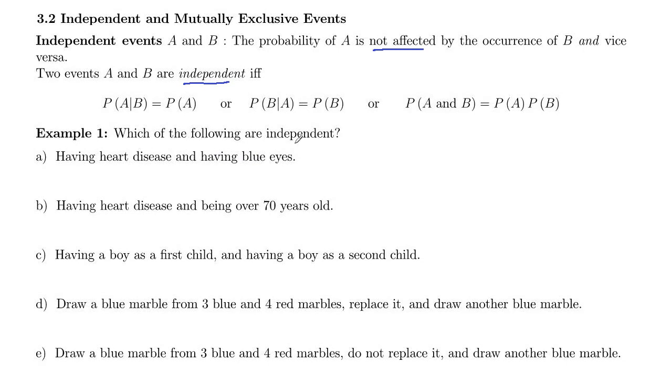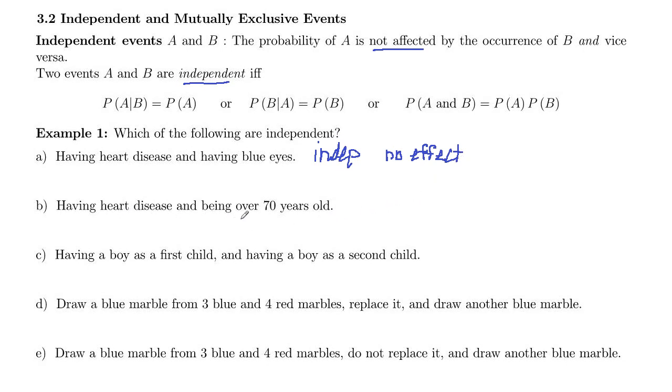Which of the following are going to be independent? Having heart disease and having blue eyes. Well, the color of your eyes should have no effect on whether or not you have heart disease. So we should say that these are independent. No effect on each other. And that's not a mathematical example, that's more of a daily life example.